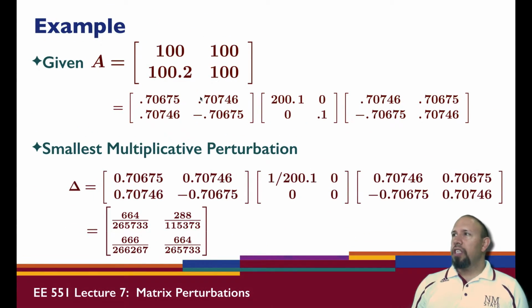Given the same matrix, the smallest multiplicative perturbation is when we choose, instead of having this 0, we now choose 1 over this value and then this 0, and that gives this matrix. So that's how we would compute it. Again, we have the U, S, V adjoint. We keep those matrices the same, and we only work with the thing in the middle in terms of the perturbations for those two examples.